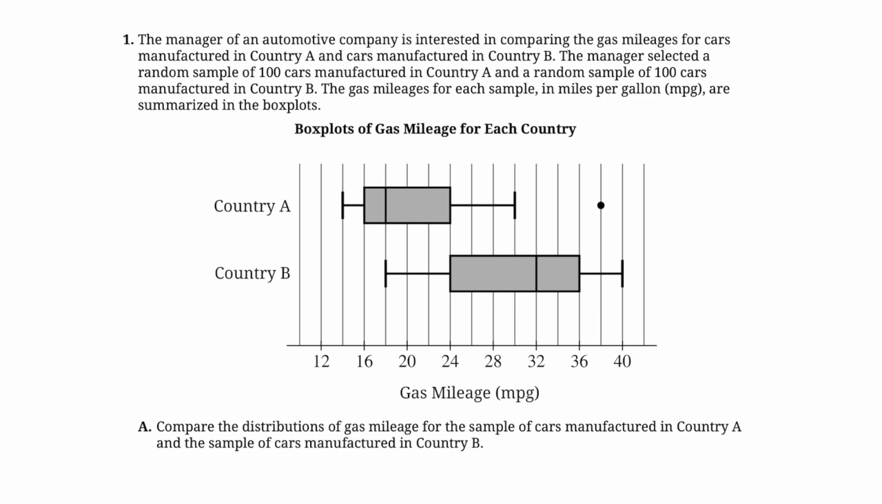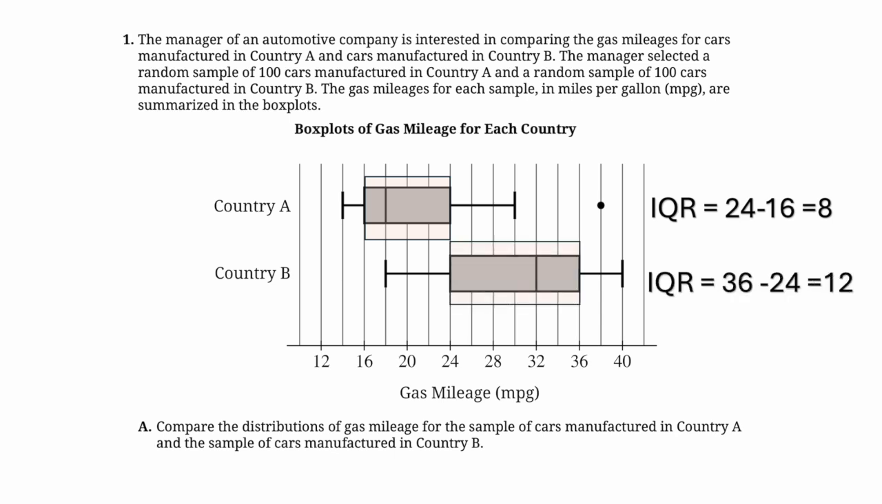Lastly, let's look at the spread of the distributions. So we can measure the spread using IQR. For the distribution of country A, the IQR, which is Q3 minus Q1, which is 24 minus 16, that is 8 miles per gallon. And for country B, which is 36 minus 24, that is 12 miles per gallon. Now let's put it all together.